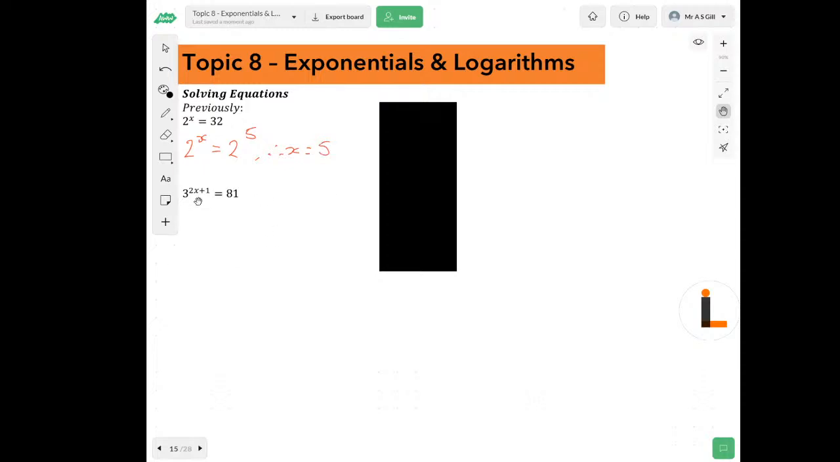Or for a slightly more complex one, we'll still use the same idea, and we would get equals 3 to the 4. Therefore 2x plus 1 is equal to 4, and rearrange to find the value for x. We can't do that with numbers that aren't index values of each other. For example, 81 is an index value of 3. But 82, for example, we wouldn't be able to do this because we wouldn't know what power this would give us. And this is where logarithms becomes really useful.